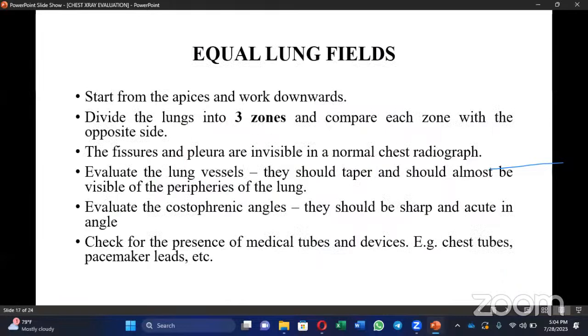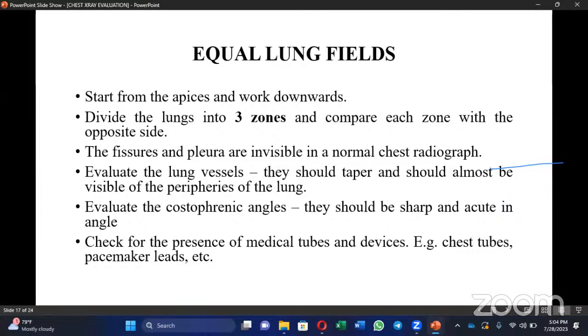All right. Now, we have fissures and then pleura within a lung, right? So fissures, they divide the lungs into lobes, okay? For fissures, we have two main types: the major fissure and then the minor fissure, okay?